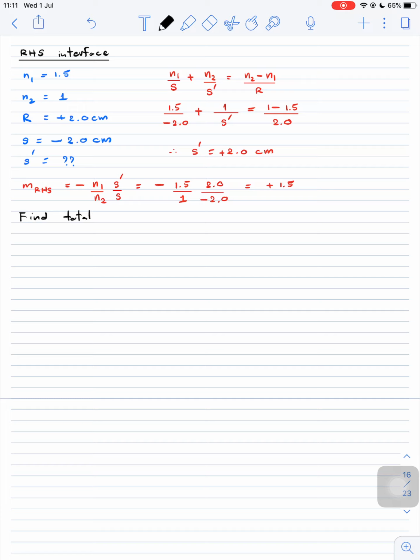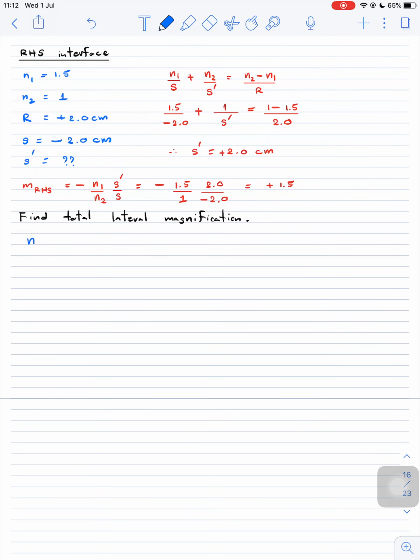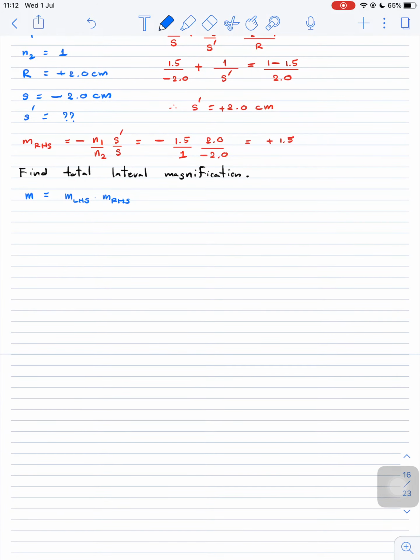But we said that we just want to find the total lateral magnification. So let's say it's equal to m, right? So what is the m? This m is going to be the multiplication of the m of the left hand side and the m of the right hand side. Why say that?